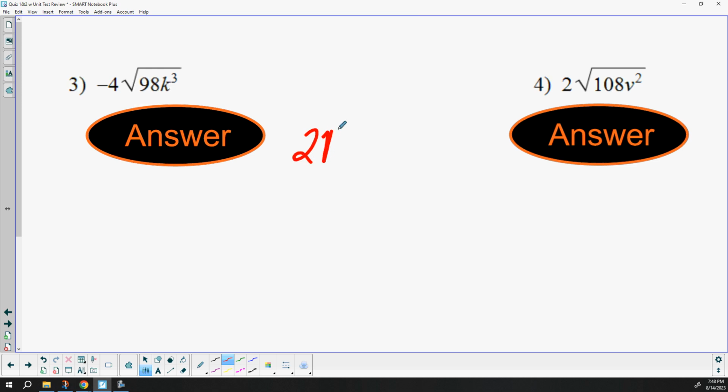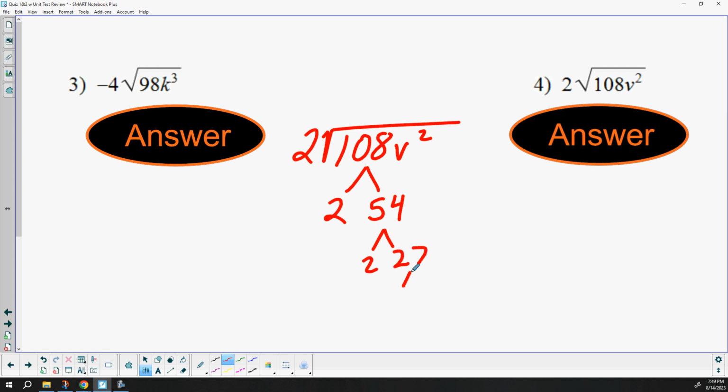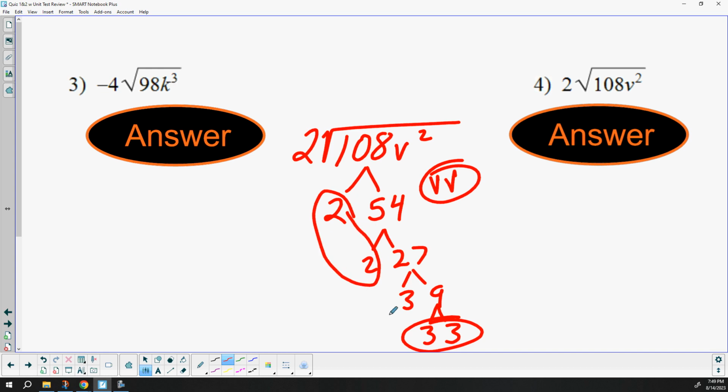So 2 root 108 b squared. Always start off with 2 until you can't use it no more. 108 divided by 2 is 54. 54 divided by 2 is 27. 3, 9, and then 3 and 3. b squared. Circle, circle, circle. 3 looks to be the only thing left over.